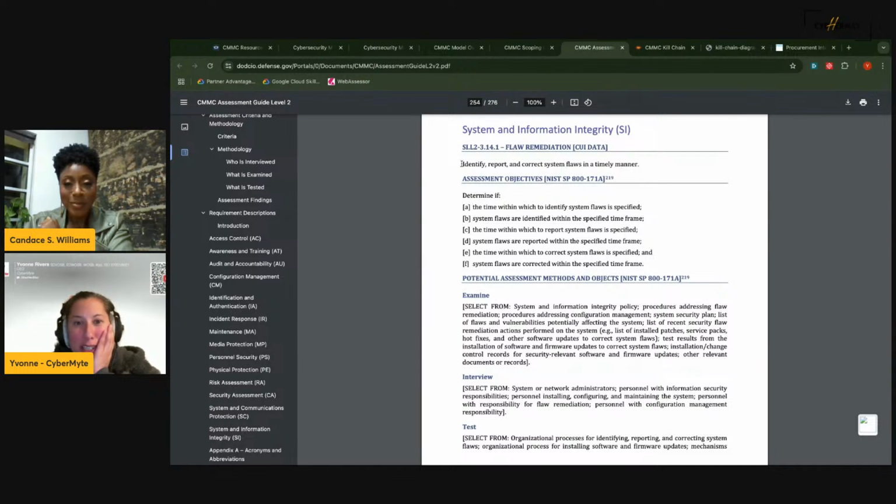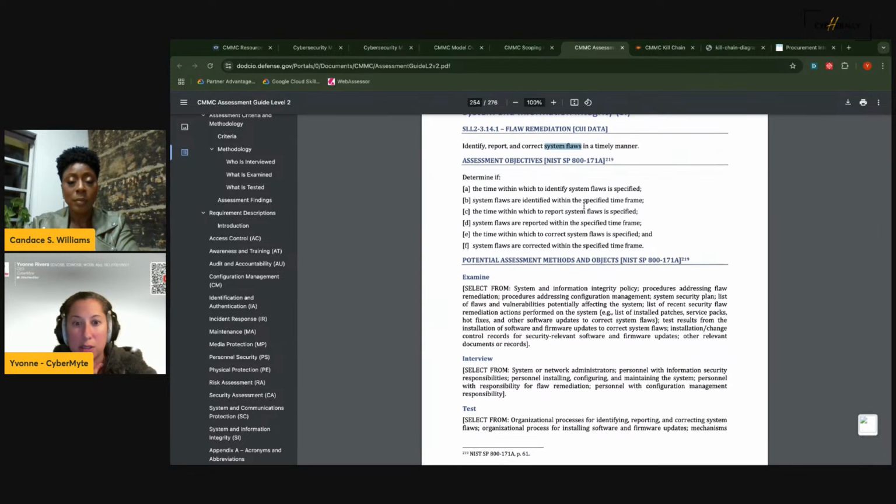The goal of the overall control is to identify, report, and correct system flaws in a timely manner. System flaws could be a bug, a vulnerability, a critical update, just something bad. So don't automatically assume a flaw is one specific thing. A flaw is something that isn't supposed to be there. A timely manner is as quick as possible. So you define these things.